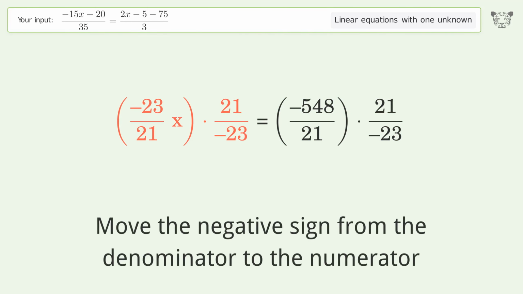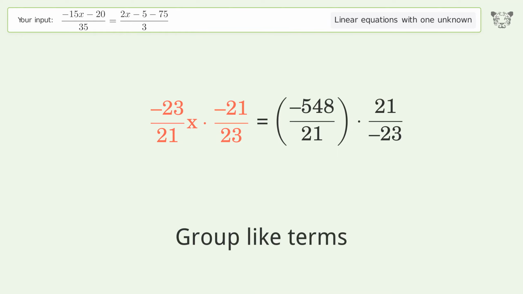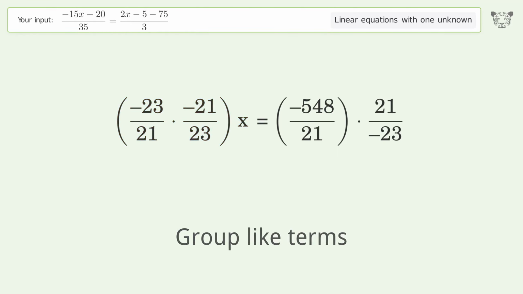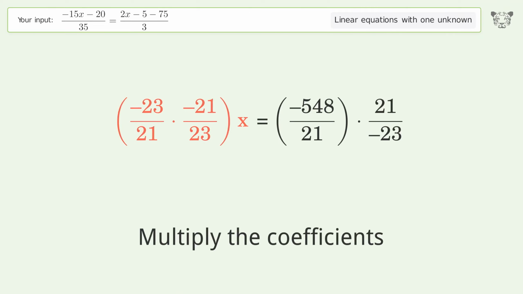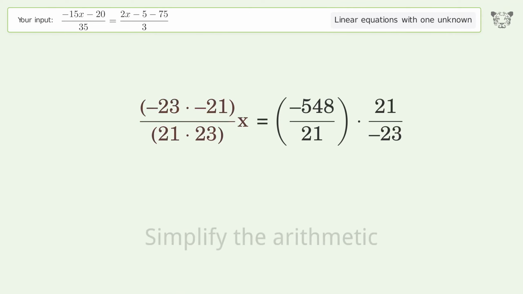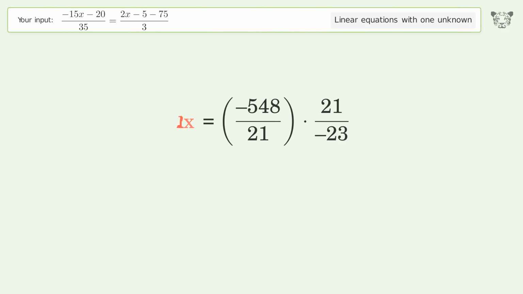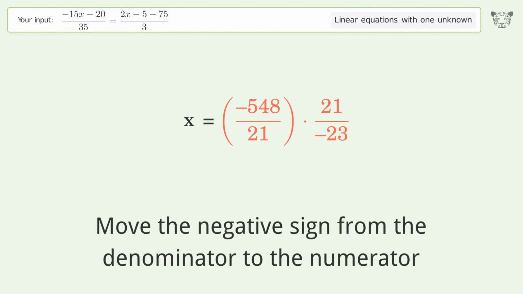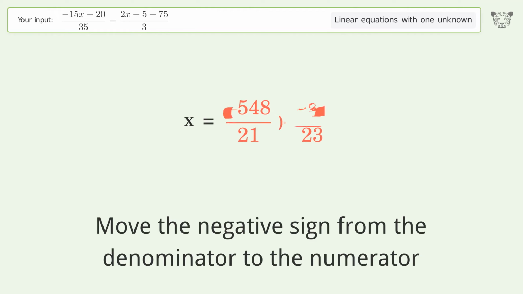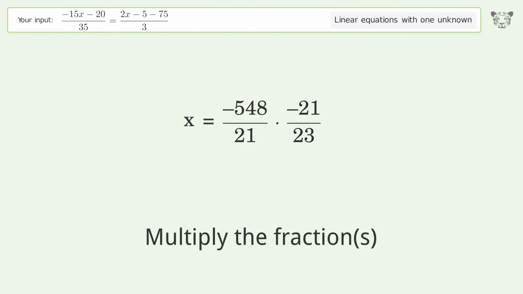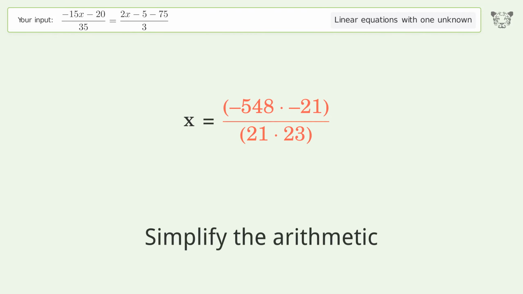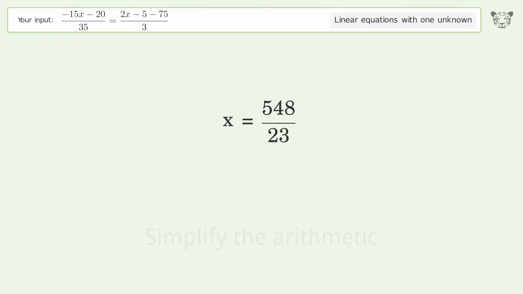Move the negative sign from the denominator to the numerator. Group like terms. Multiply the coefficients. Simplify the arithmetic. Move the negative sign from the denominator to the numerator. Multiply the fractions. Simplify the arithmetic. And so the final result is x equals 548/23.